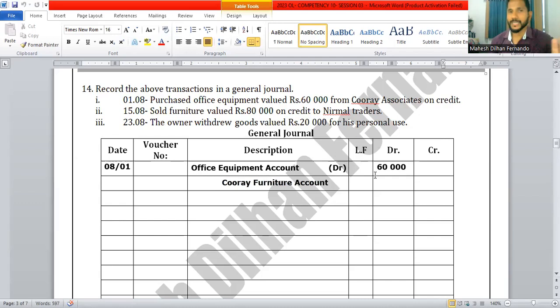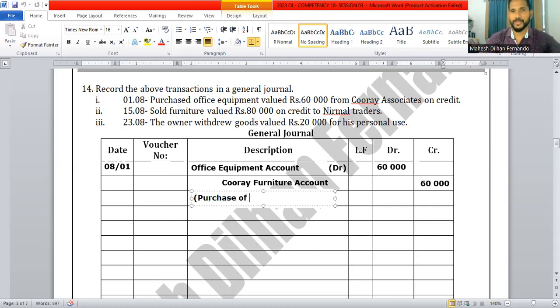Debit only. Do not write credit. Right? And the value can be recorded as 60,000 rupees. Then you have to write the narration. Right? Write the narration this way: open a bracket and write a brief description.